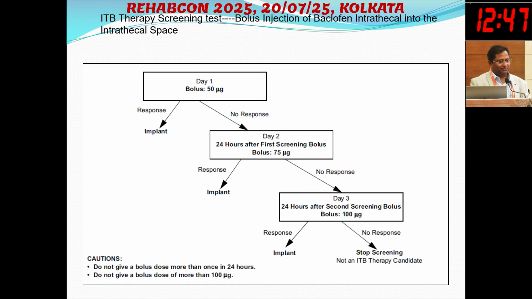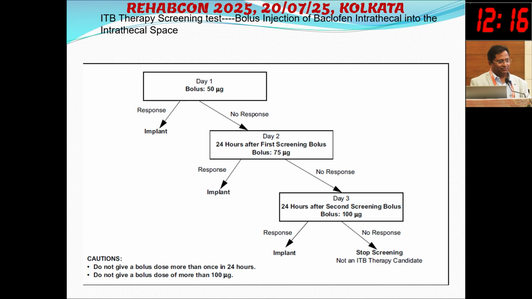Day 1, some people start from 25, but we directly start from 50. Day 2, 75, and day 3, 100. But this protocol differs from institute to institute. Now we do 3 doses in a single day. We first give 50 micrograms after lumbar puncture. If you see no improvement after 1 hour, then another 75.